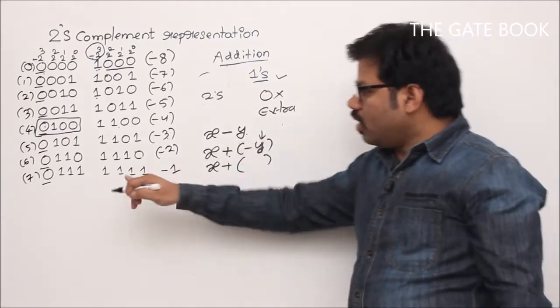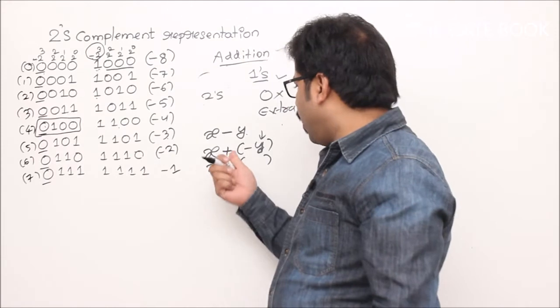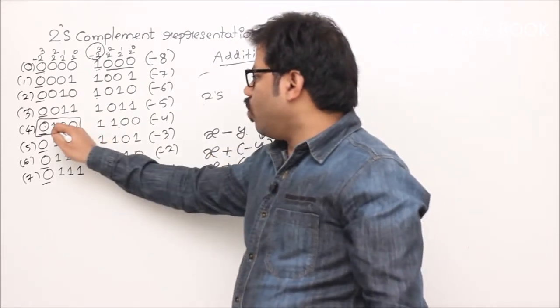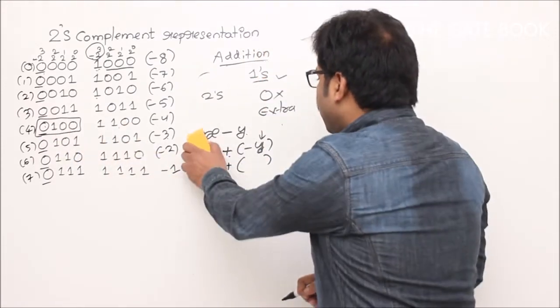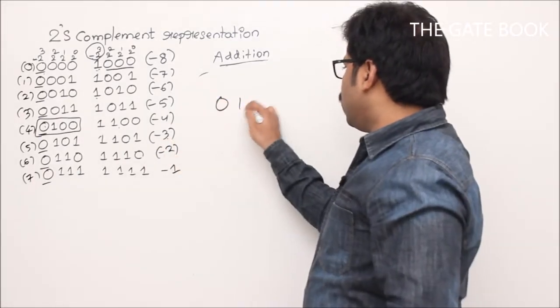So in this model, just observe the relation between a number and its 2's complement, negative version. Example, 4 and minus 4. So the difference between these two, that means how to arrive at minus 4, is take 0, 1, 0, 0.